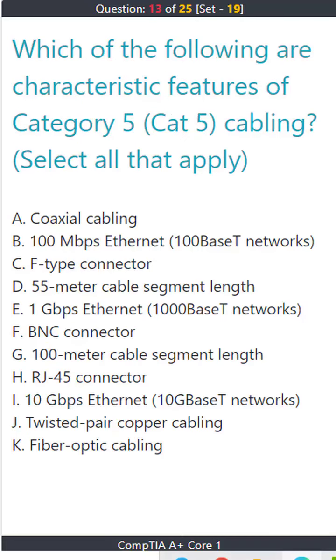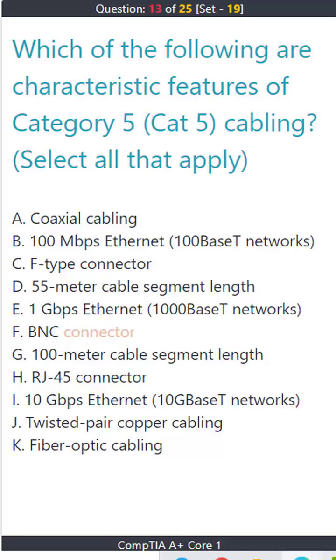Question 13. Which of the following are characteristic features of Category 5, Cat5, cabling? Select all that apply. A. Coaxial cabling. B. 100 Mbps Ethernet, 100BASE-T networks. C. F-type connector. D. 55 meter cable segment length. E. 1 Gbps Ethernet, 1000BASE-T networks.